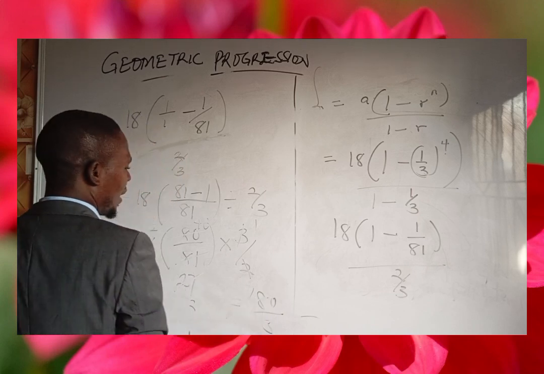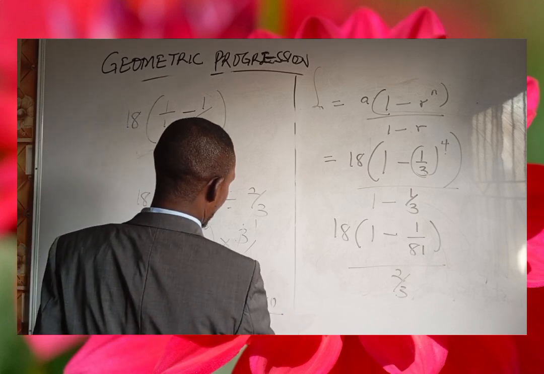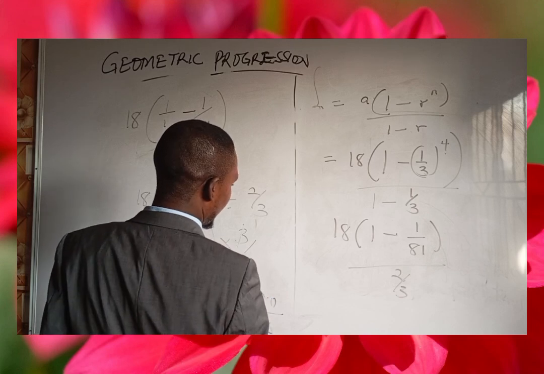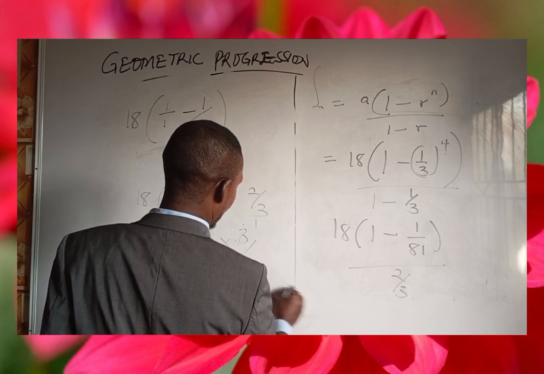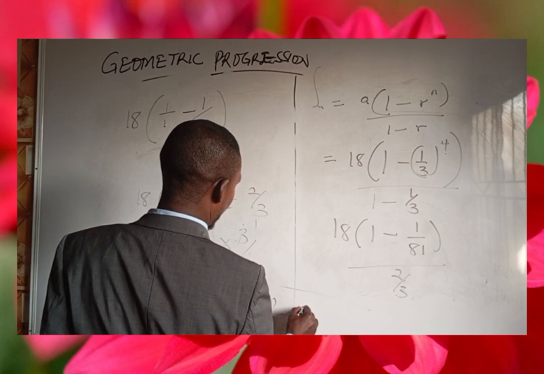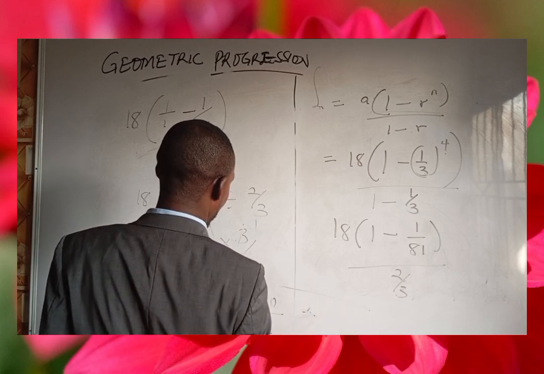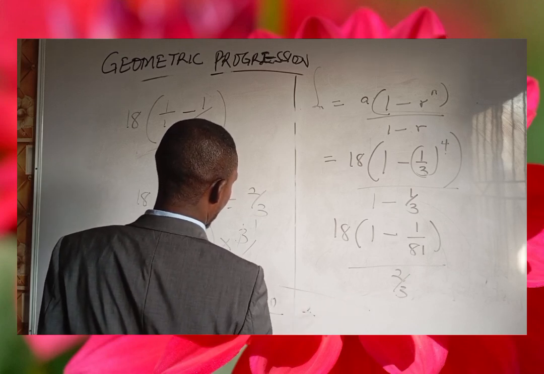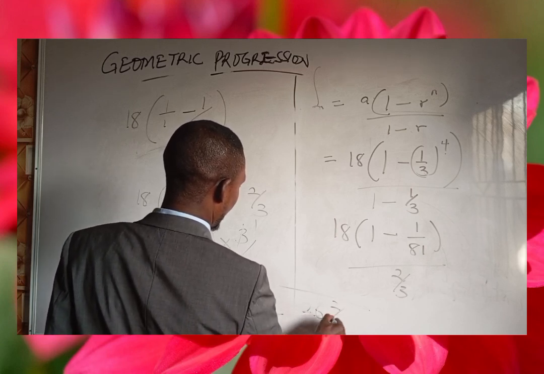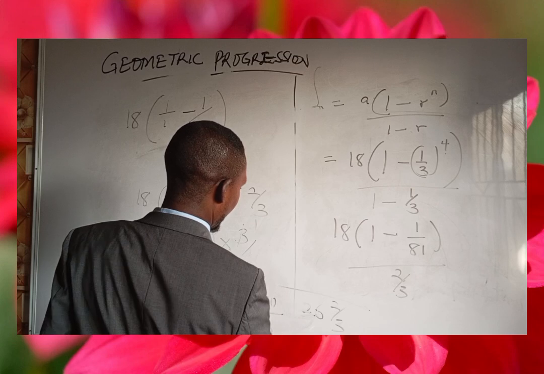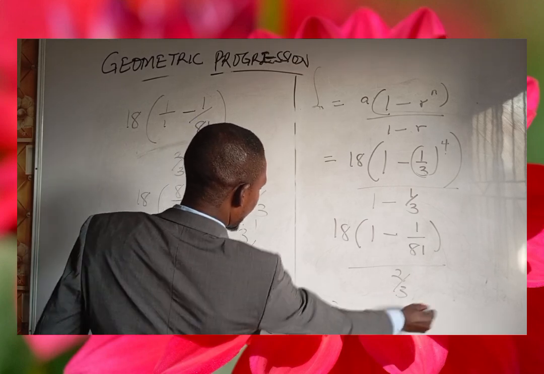So 80 divided by 3 is the same as what? You can leave your answer like this. If you like, you simplify further. 3 in 8 is 2, remainder 2. So 3 in 20 is 6. 26 whole number, 2 over 3. Final answer. Thank you.